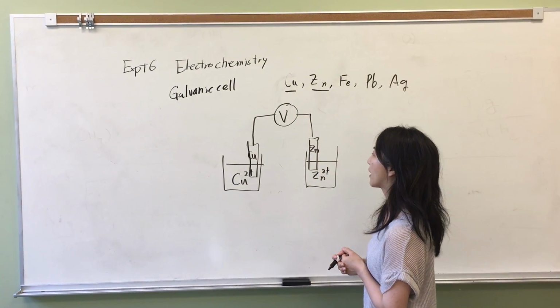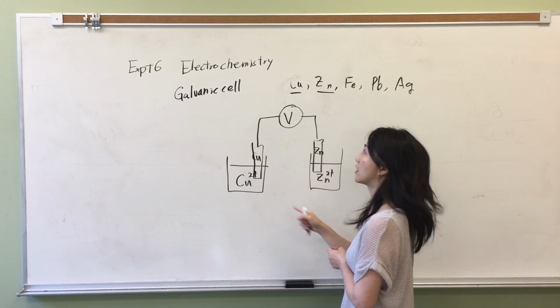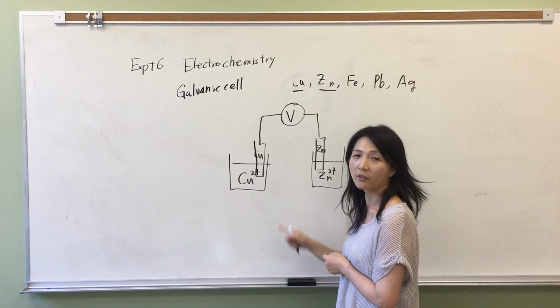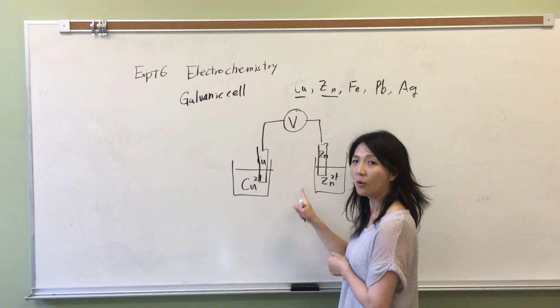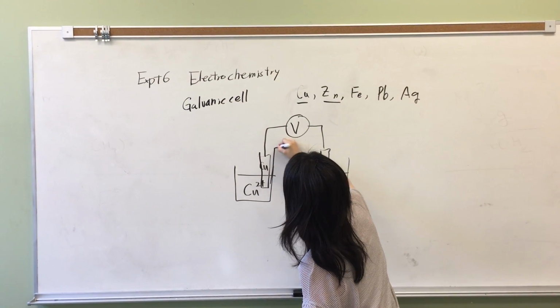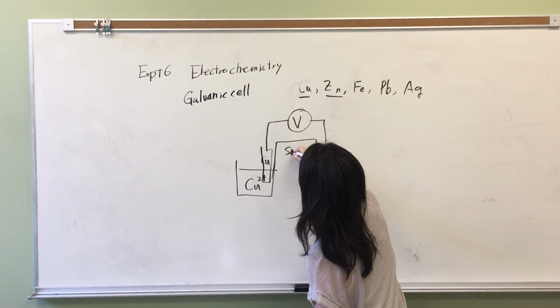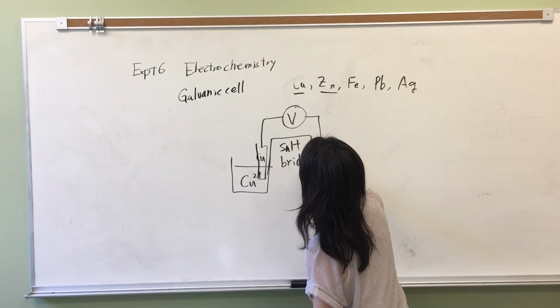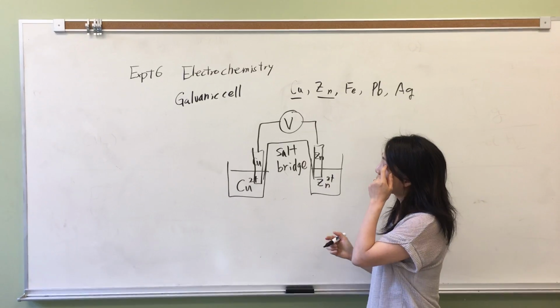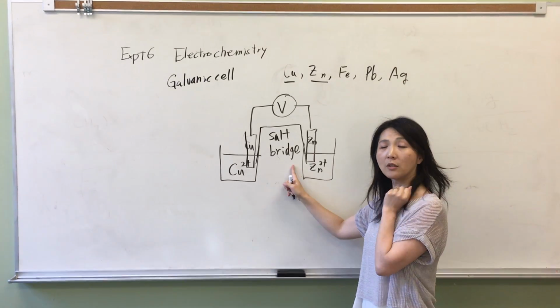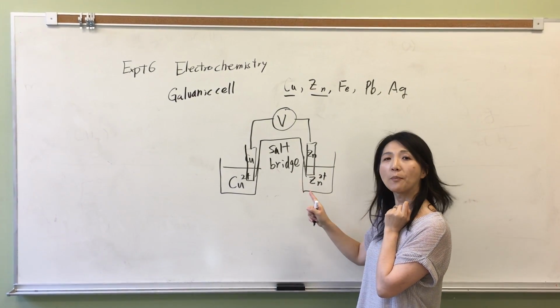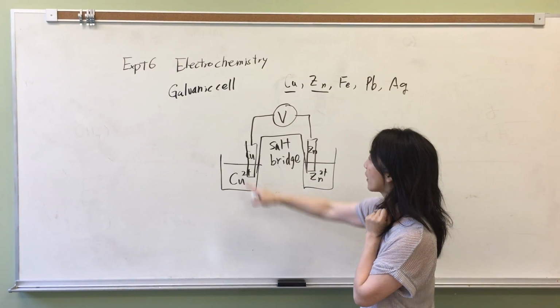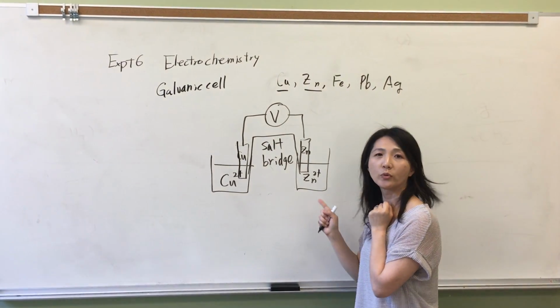And then one more thing needs to be drawn in this galvanic cell. Do you have any idea? It's called a salt bridge. I will explain why we need a salt bridge in a minute. Okay, so I will explain how the current goes through.